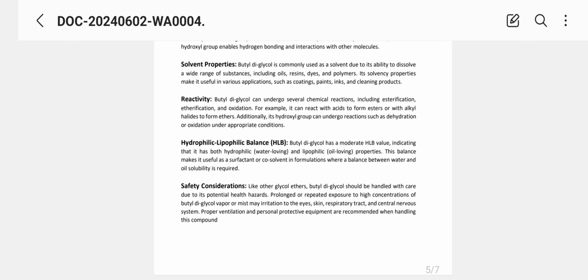Reactivity. Butyl diglycol can undergo several chemical reactions, including esterification, etherification, and oxidation. For example, it can react with acids to form esters or with alkyl halides to form ethers. Additionally, its hydroxyl group can undergo reactions such as dehydration or oxidation under appropriate reaction conditions.